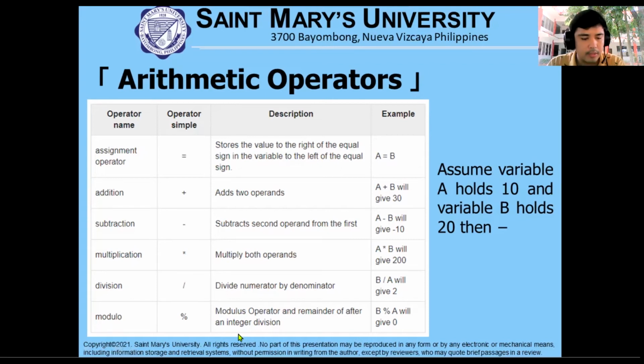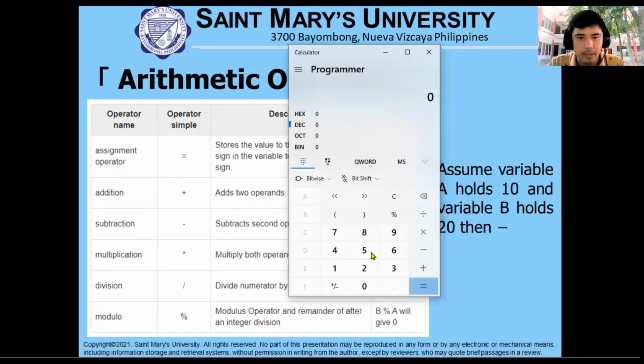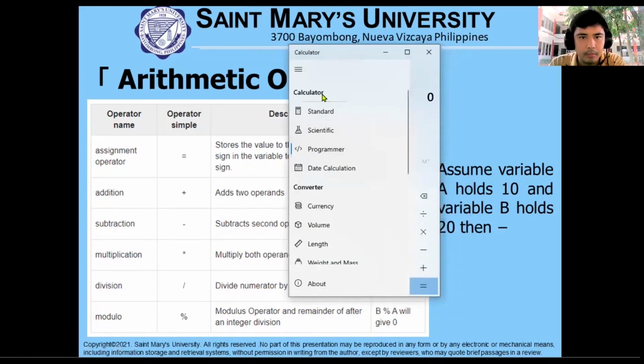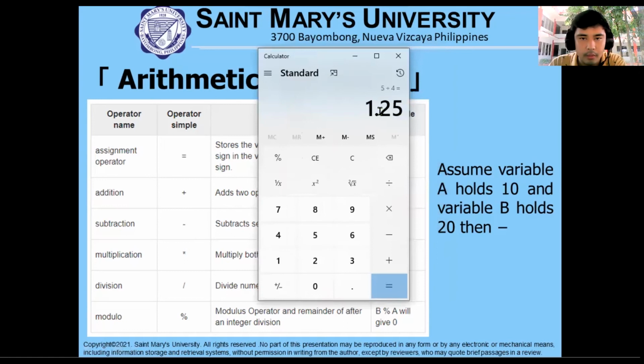Another example for modulo, just to reinforce the concept. It is actually the remainder of certain numbers. Let us say, for example, we want to calculate the remainder of 5 divided by 4. Now, that is 1.25. We want to know what the remainder is. So we take the 0.25, the decimal part, and multiply that by the divisor, which is 4. That becomes 1. So 5 modulo 4 has a remainder of 1.